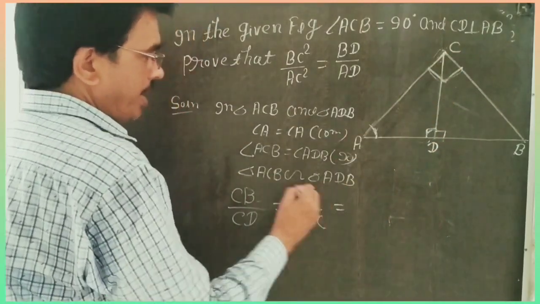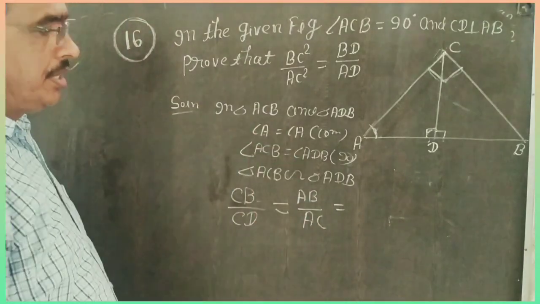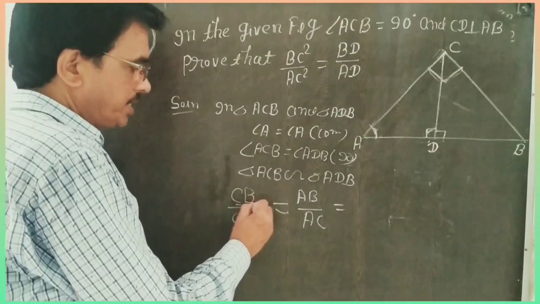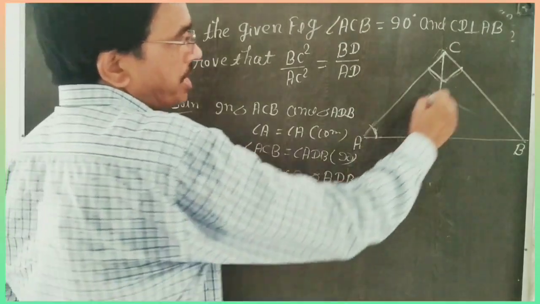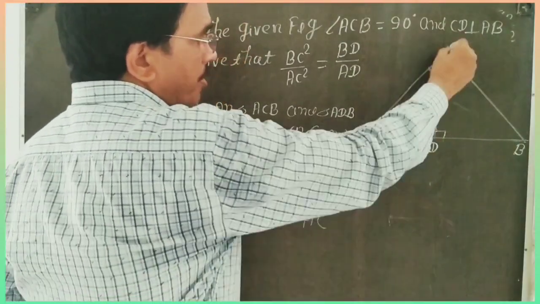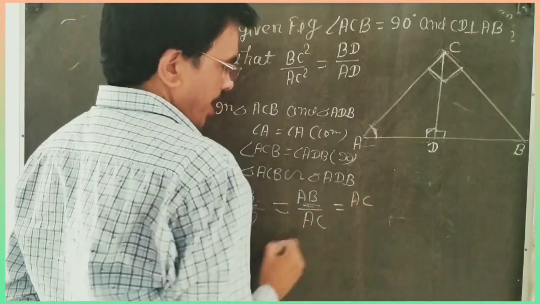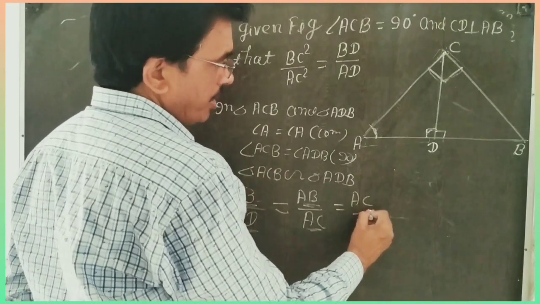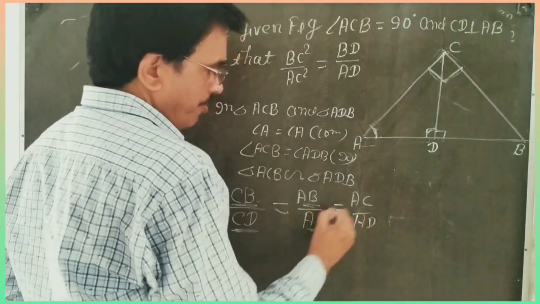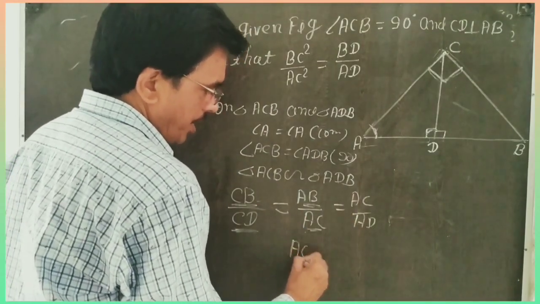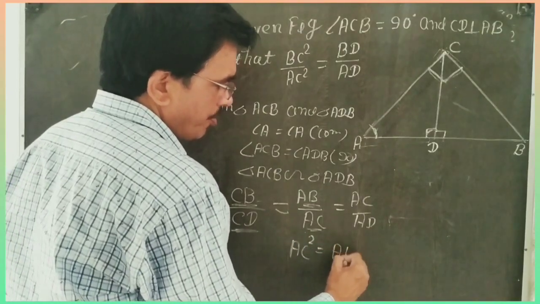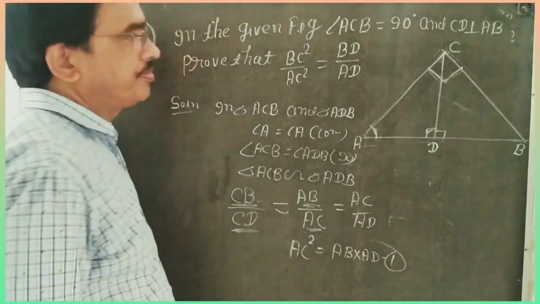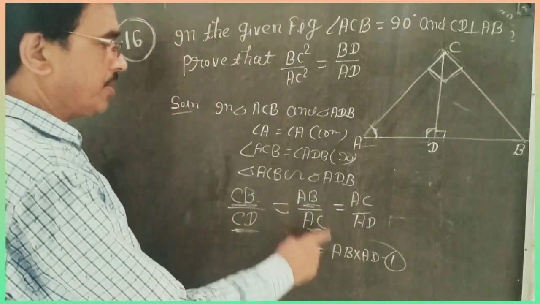Two things you find with the help of the angles, and the other things you can find with the help of the other triangle. So you write CB and AB. What remains is AC. In the small triangle, you find CD and AC. What remains is AD. And the relation is AC square is equal to AB into AD.